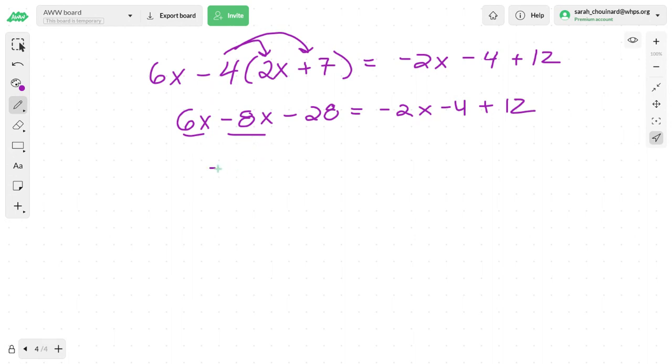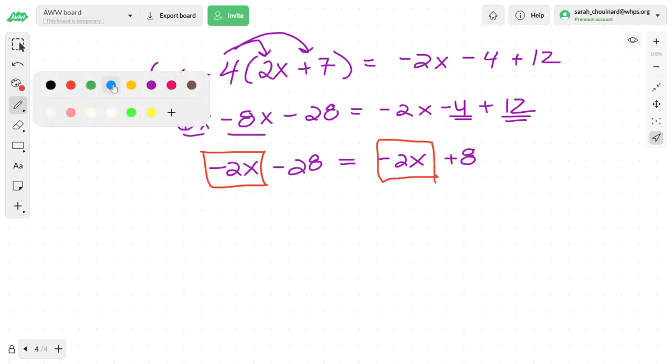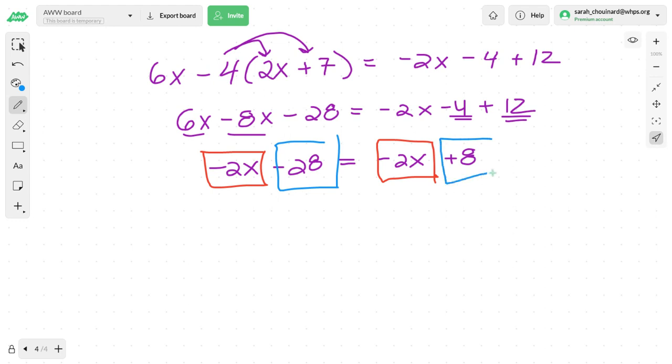So on this side, I have negative 2x minus 28. And on this side, I have negative 4 and 12. I get negative 2x plus 8. And so I can tell already what I have. I have the same coefficient, but I have different constants. So this equation is going to have no solutions. So to decide how many solutions you have, you first need to simplify the equation so that you can decide, are the coefficients the same or different? Are the constants the same or different?